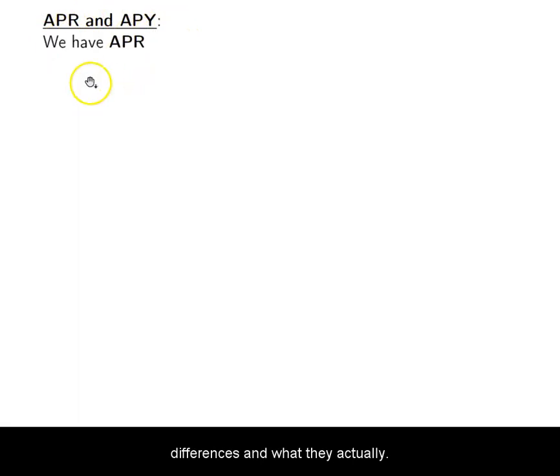So now let's talk a little bit more about applications of exponential functions. Now we're going to get into finance. All right, so now we're going to talk about APR and APY. You've probably seen these things many times when you see car commercials or whenever you want to borrow money or things like that. So now we can get into the nitty-gritty of these and talk about the differences and what they actually represent.